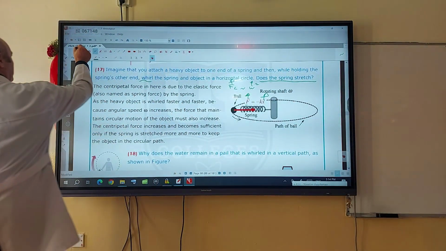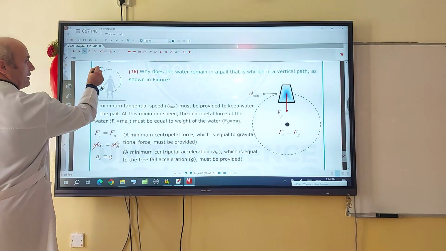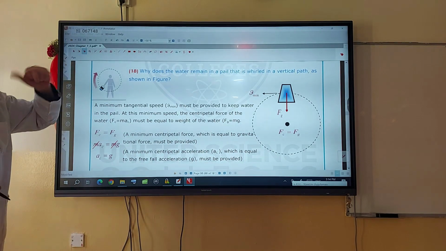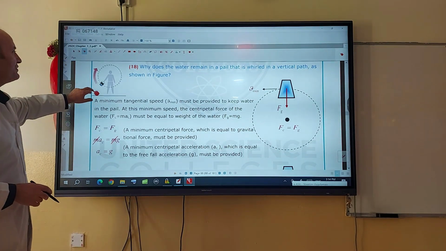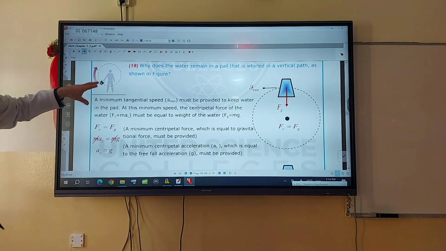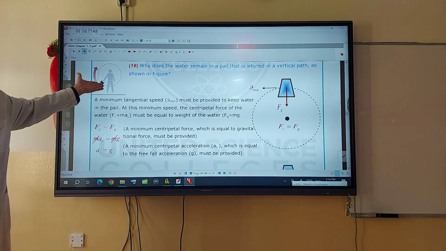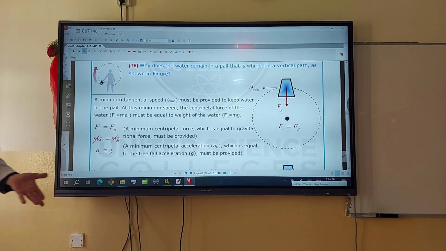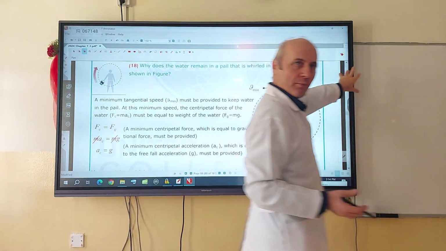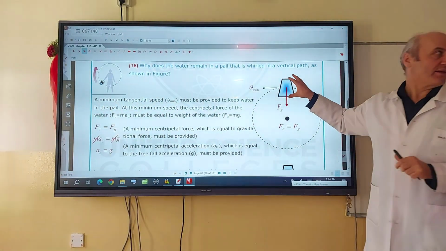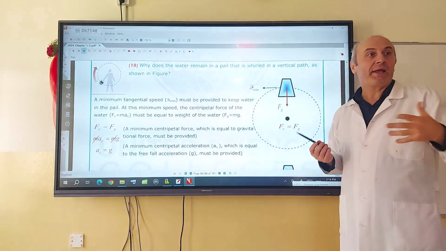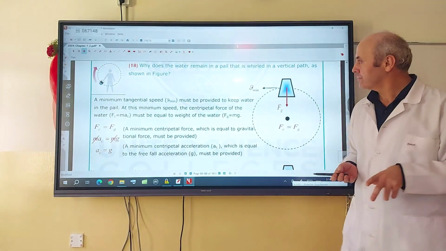And question number 18. Why does the water remain in a pail that is whirled in a vertical path as shown in the figure? This figure is given in your book that way, but of course, it's not talking about this position, because in this position water is inside the pail. No problem. The point is the top. When this pail is at the top, will the water stay inside the pail or not?